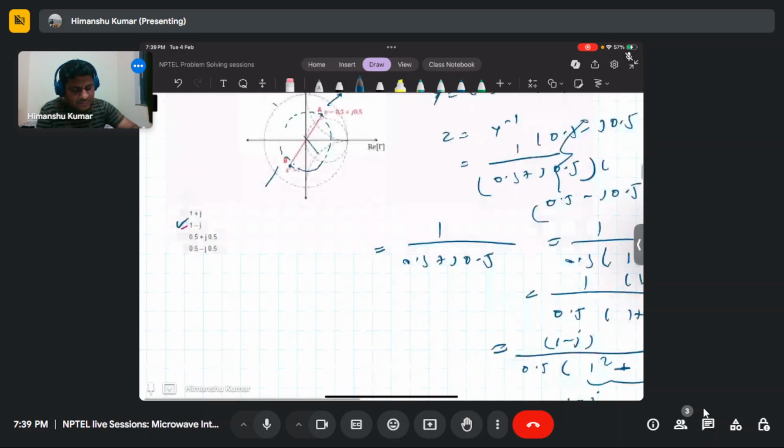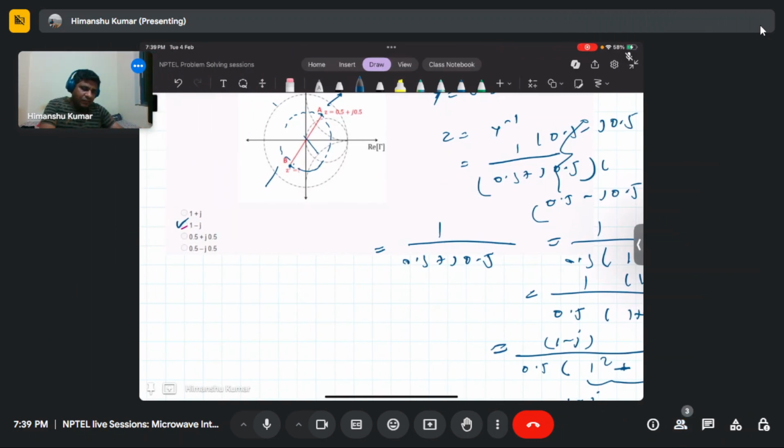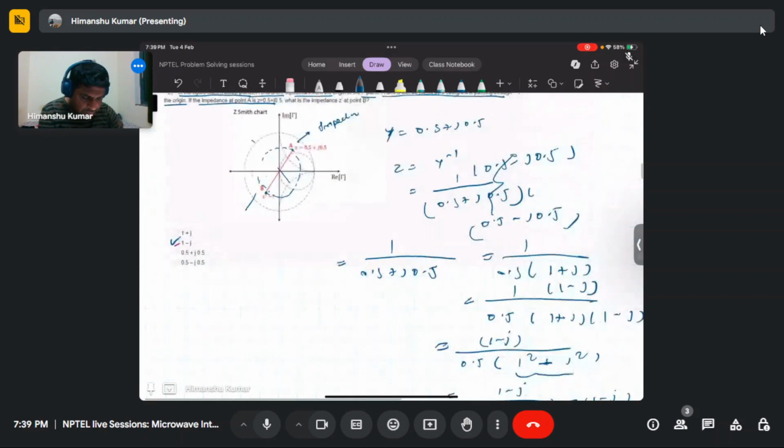Basically, if you take the mirror image of any point, it transforms to the admittance. Here the admittance is given, so taking the mirror image gives the impedance. So this was the problem. If you have any doubt, you can ask, or we will move to the next problem. I will wait for some time, otherwise we will move on.